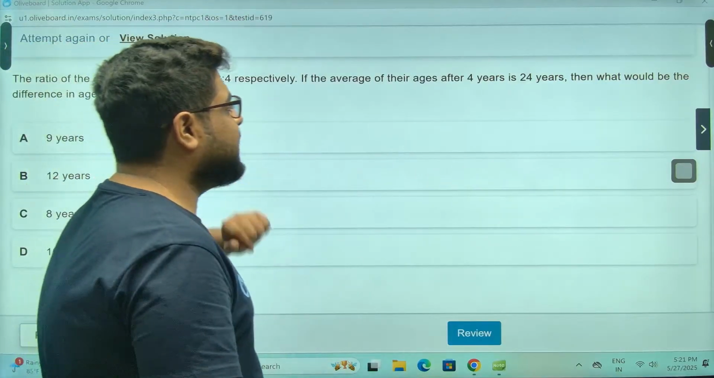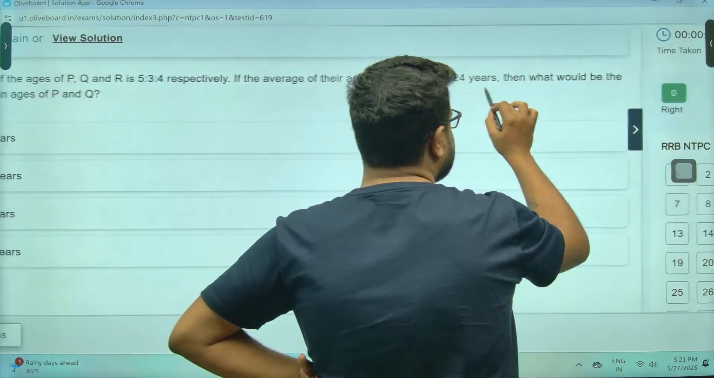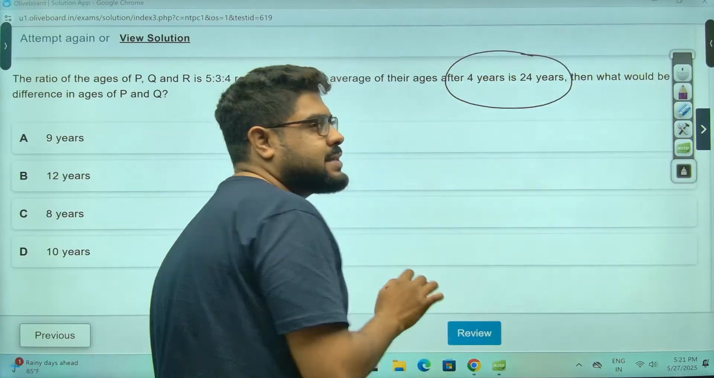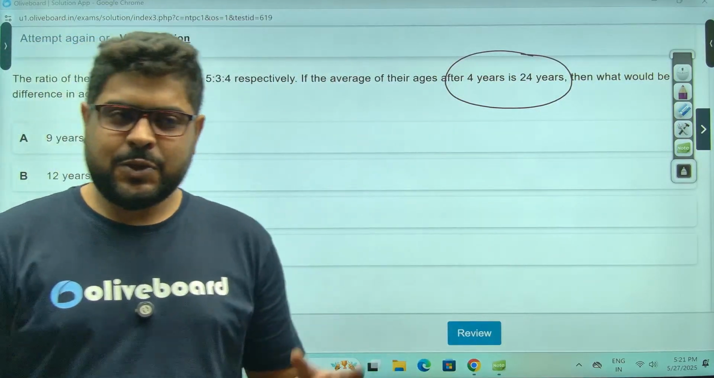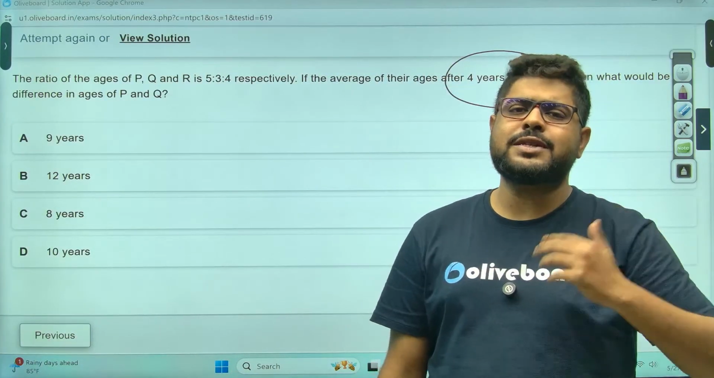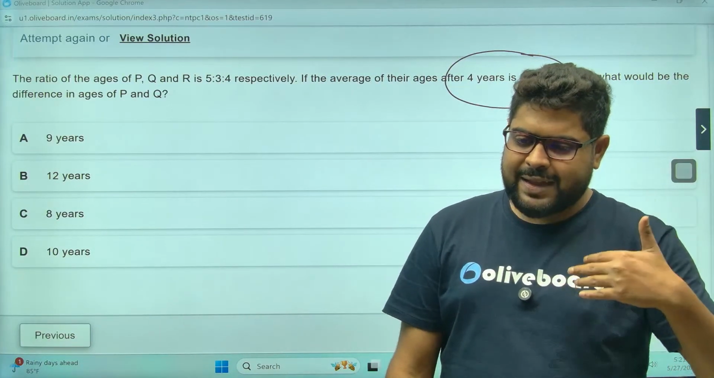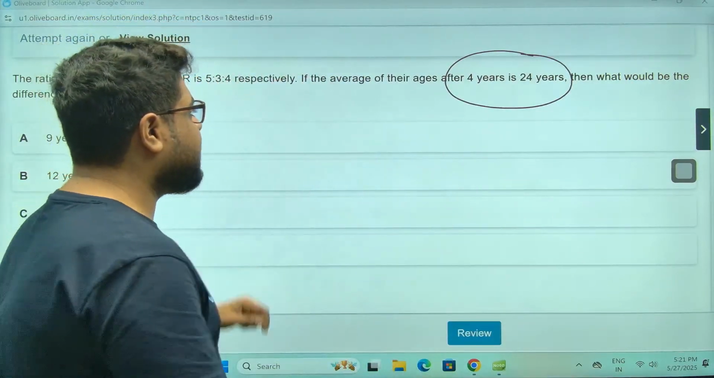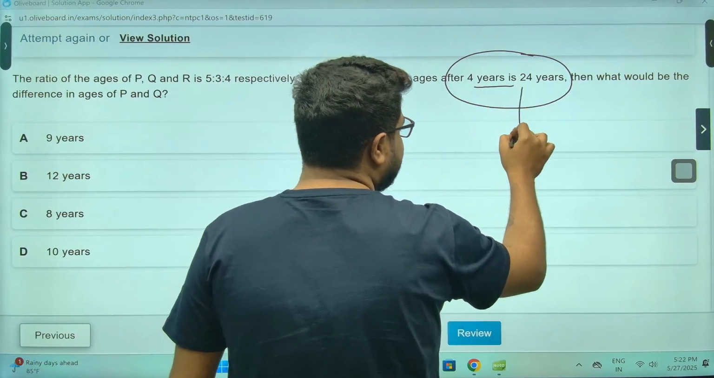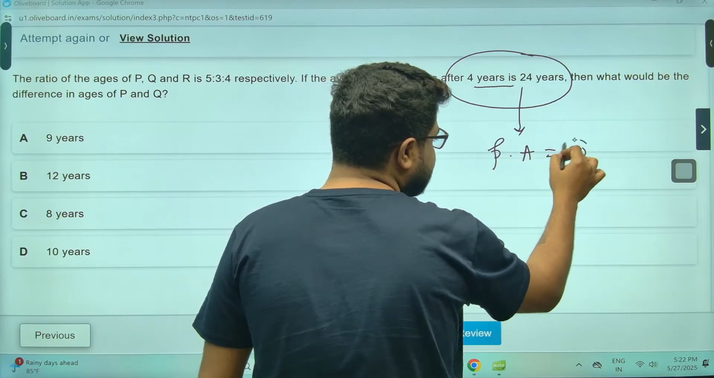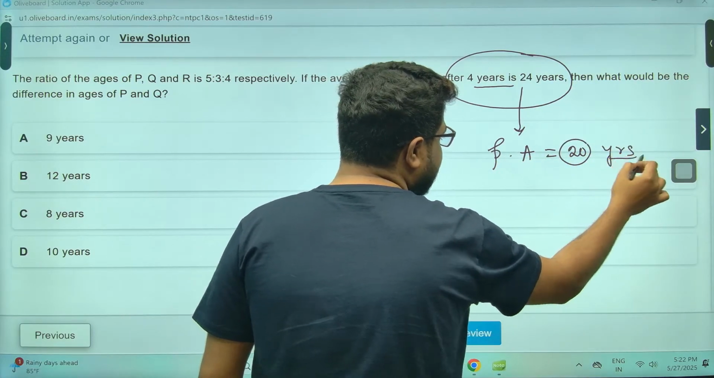But the average after 4 years is this. If you increase everybody's age by 4 years, the average will also increase by 4 years. If you go back, the average will also decrease by 4 years. So if the average after 4 years is this, the present average will be 20 years. You just subtract 4 years from there as well.